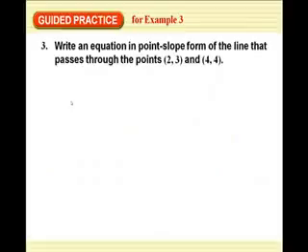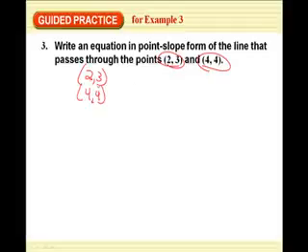Okay, so write an equation in point-slope form of the line that passes through the points 2, 3, and 4, 4. So we have a point for our point slope. The only thing we don't have is the slope. So let's find the slope. So let's just subtract up 4 minus 3 over 4 minus 2. 1/2. That is our slope. And that's just y2 minus y1, what we've been doing for quite a while now.